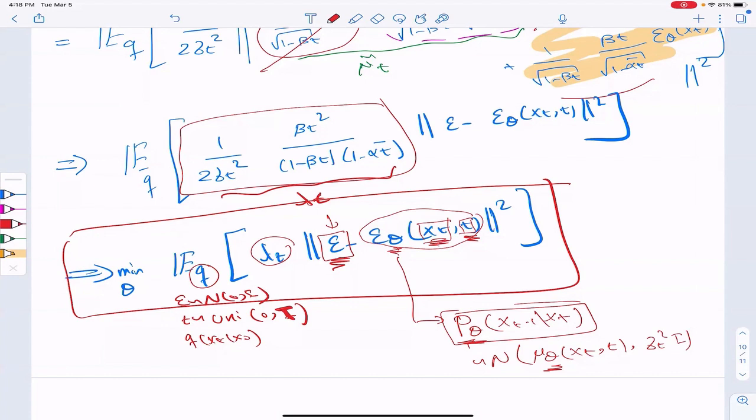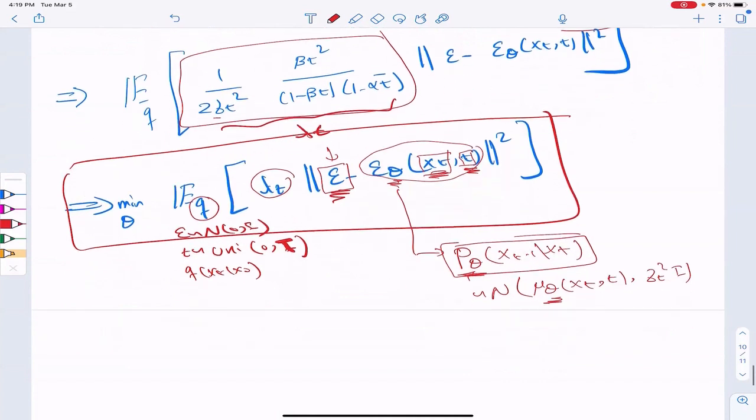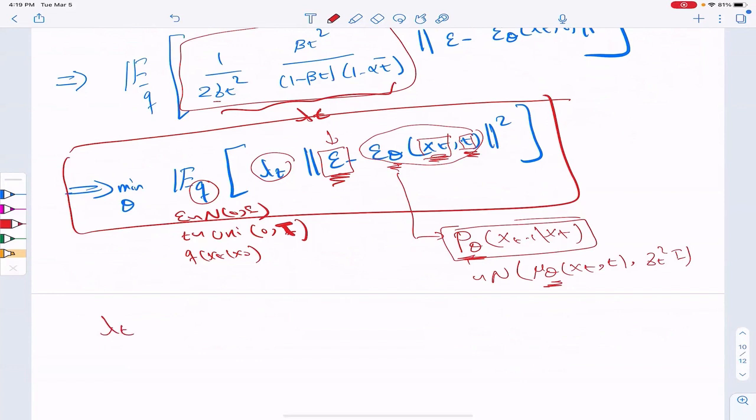So you pick a set of betas, therefore you have the alphas, and then for a sigma, you have lambda t for every t. It basically has different weightings for different times, principally combining the reconstruction error. But it turns out if you just pick one for all t during your training, it works better.